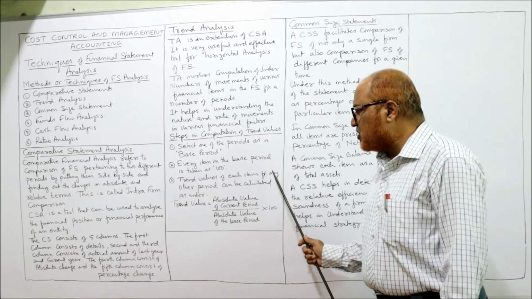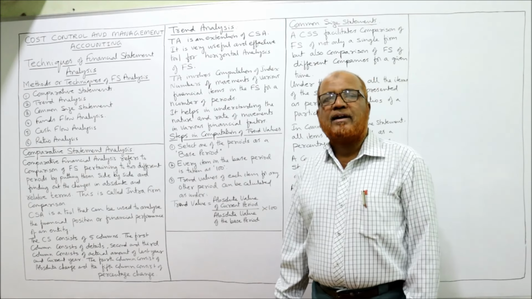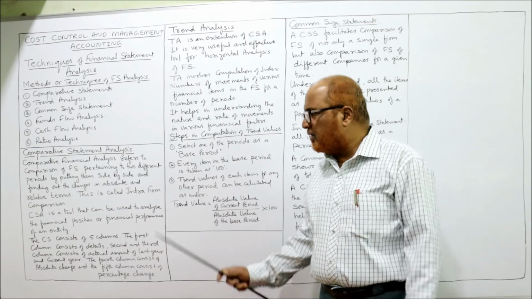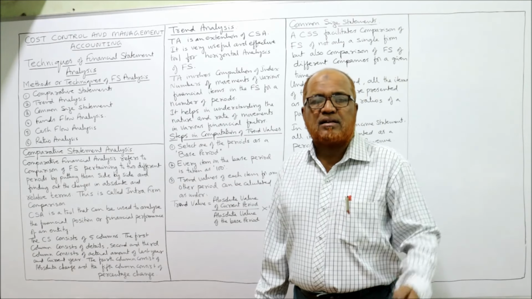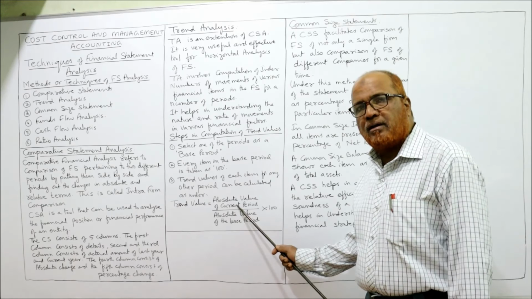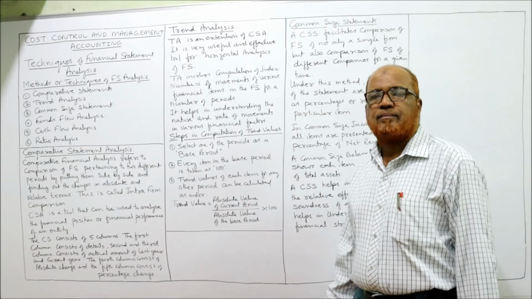And trend values of each item of any other period can be calculated as follows. How to find out the trend values of other years? Base year already we have taken 100. Then how to find out the trend values of other years? The formula is: absolute value of current period divided by absolute value of the base period into 100.